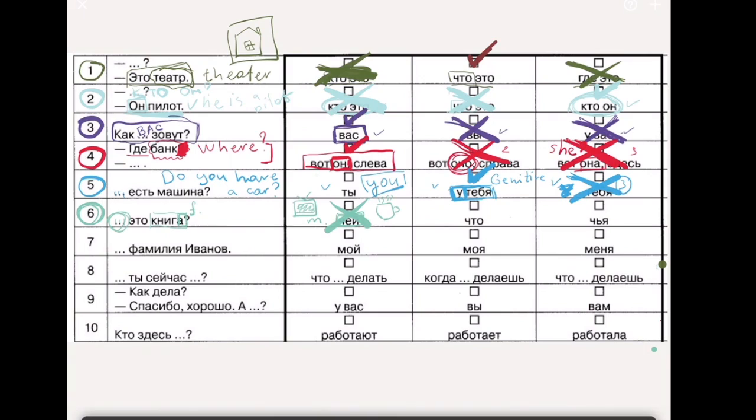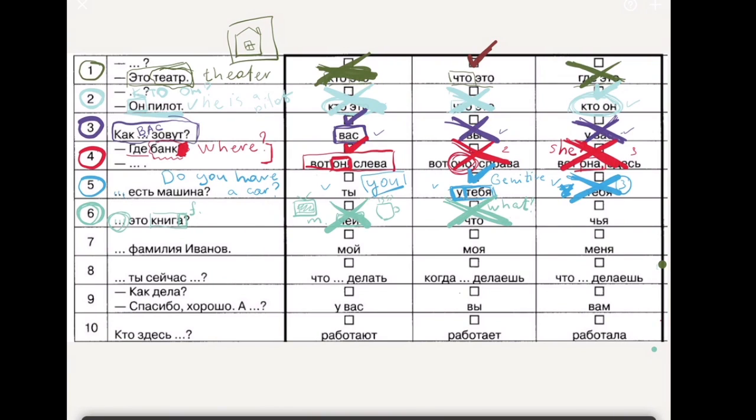Second, что? It means what? And it just doesn't make sense in this question. Look, что это книга? What is a book? It's not gonna work in Russian like that. It works in English, but in Russian it would sound like что такое книга? If you want to ask what is a book. So in Russian, this one doesn't work. You can't ask что это книга.